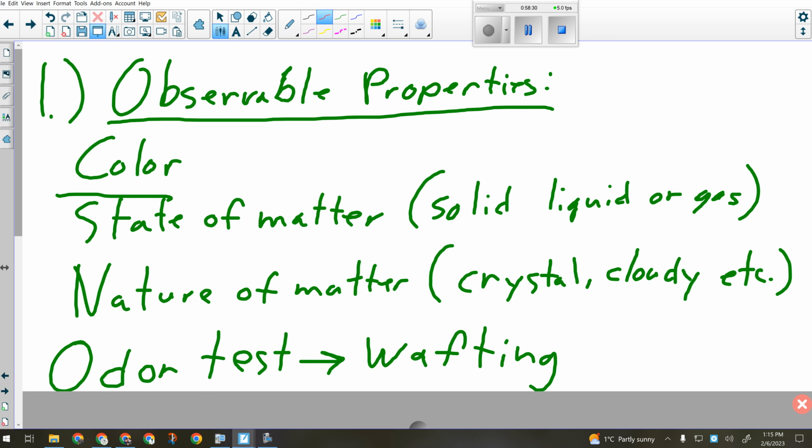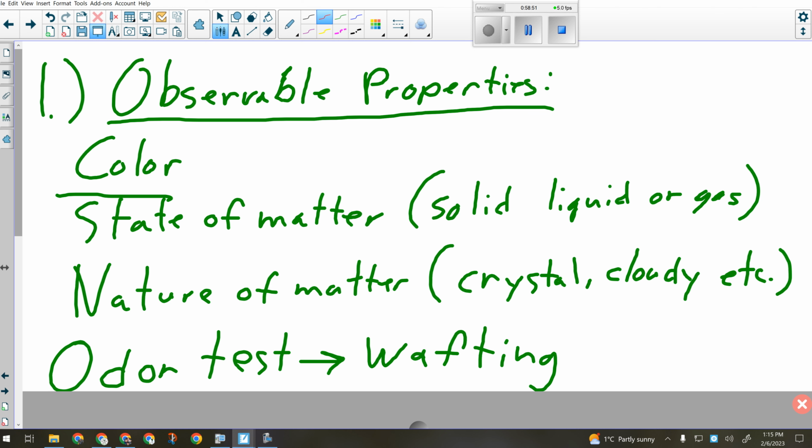Once we've done that, the next thing we want to do is our aqueous conductivity test. Okay, that means we want to test whether the solution conducts electricity. What will that tell us? Don't say whether the solution conducts electricity. Obviously, it will tell me that. What else does it tell me? If it's ionic or molecular.